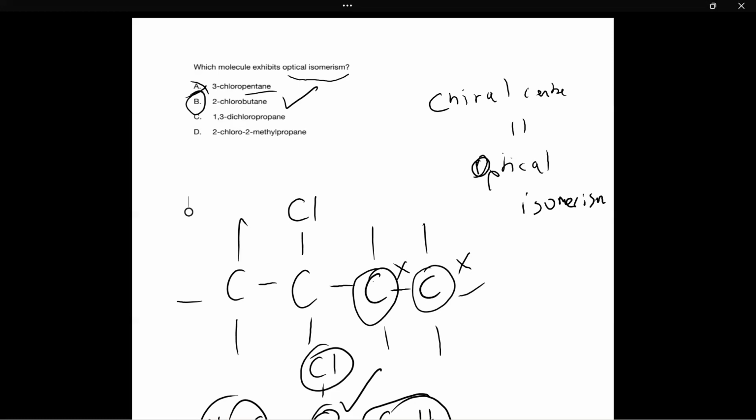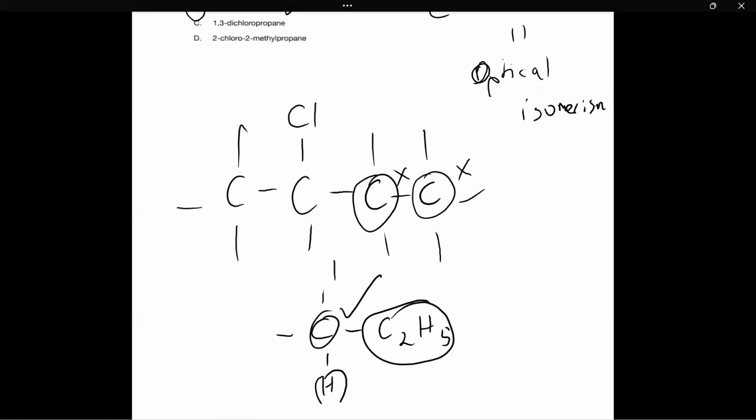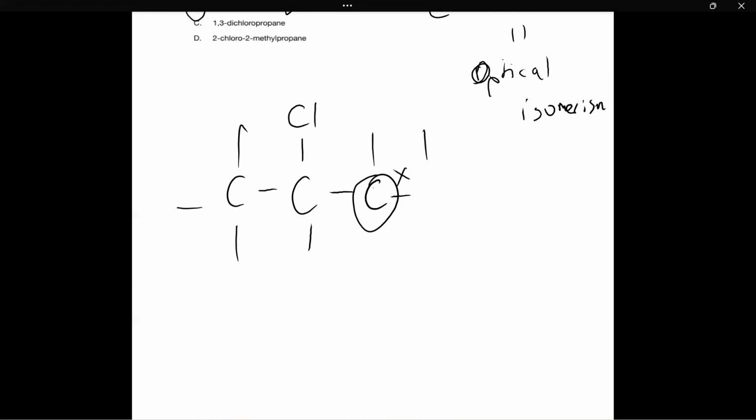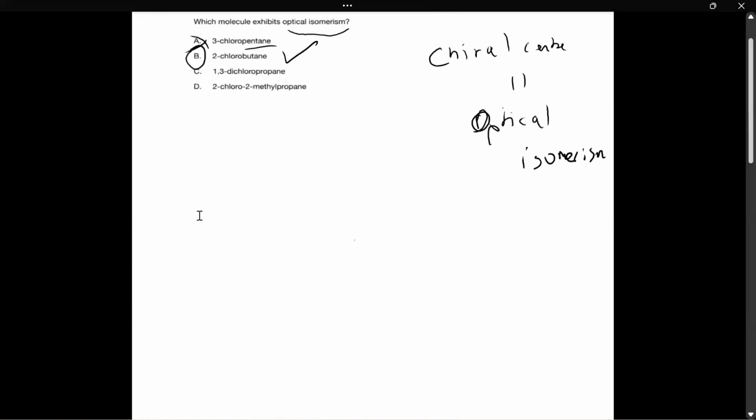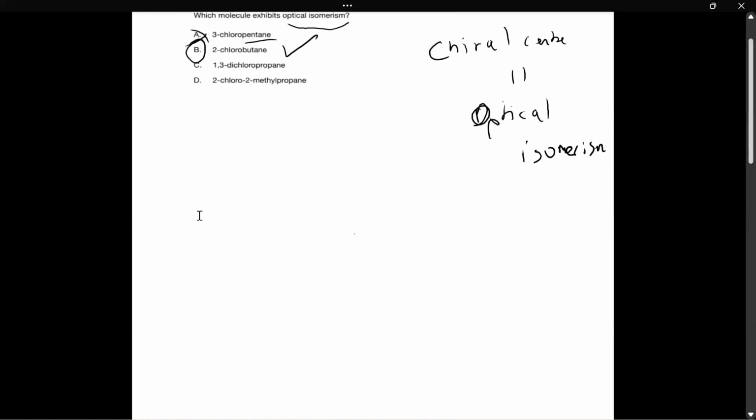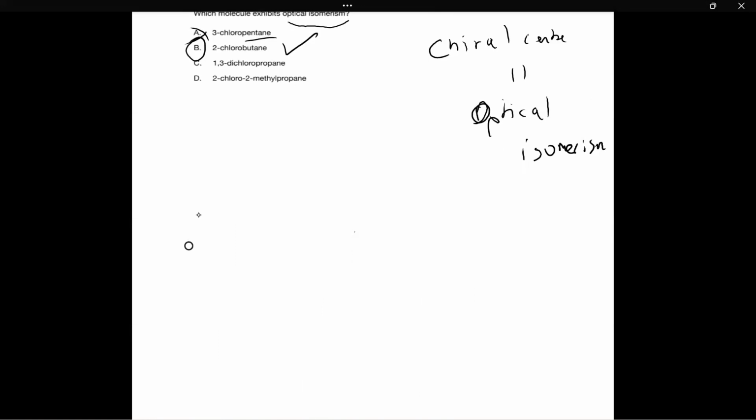So for that, I'm going to draw out the other 2 molecules as well, and I'm going to show you that they don't have any chiral centers in them. Or maybe they do, and maybe I have made a mistake. Let's see. I'm going to draw out 1,3-dichloropropane. So it's propane. That means it's going to have 3 carbons. Oops, what happened to my pen?